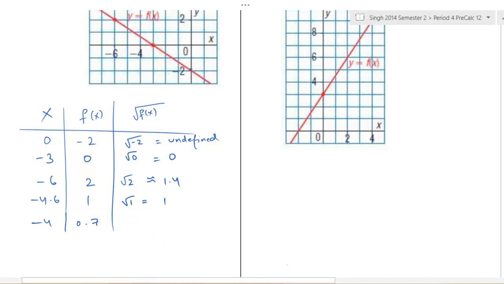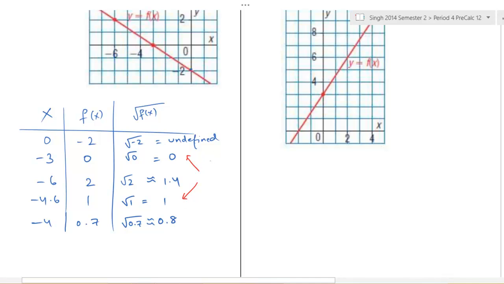And then square root of 0.7 is going to be approximately equal to 0.8. Now, here is one of the reasons why I picked that extra value. What you will notice is that root 0 stayed 0 and square root of 1 stayed 1. These points did not change when I took the square root of them.